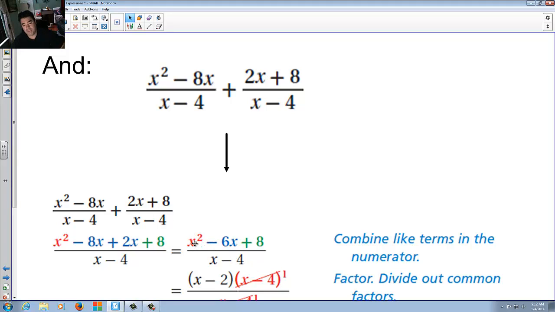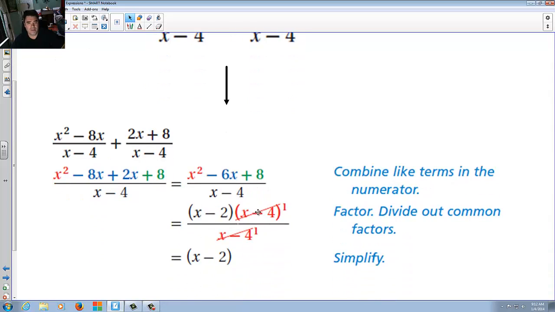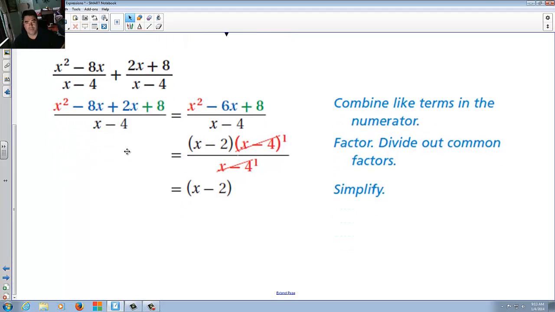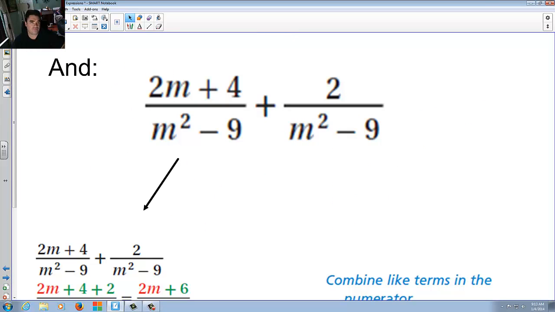This then splits into x minus 2 and x minus 4. The x minus 4 on top and bottom cancel, and the answer is x minus 2. Now if they wanted exceptions as well, which they didn't ask for, but if they did, you would say x minus 2 and x does not equal 4. You don't have to put that, but if they asked for it, you would. Remember from a couple lessons ago.